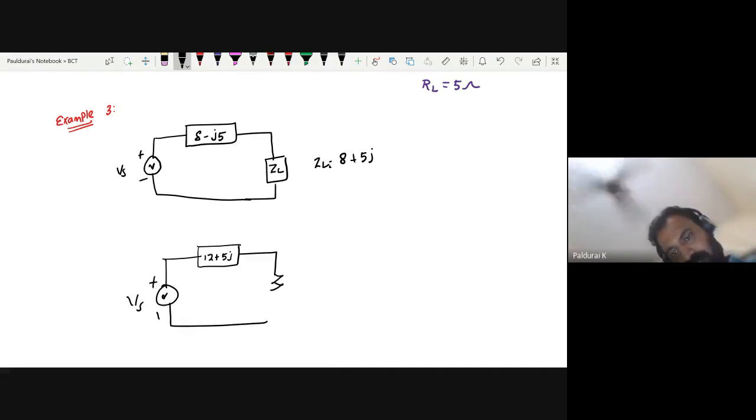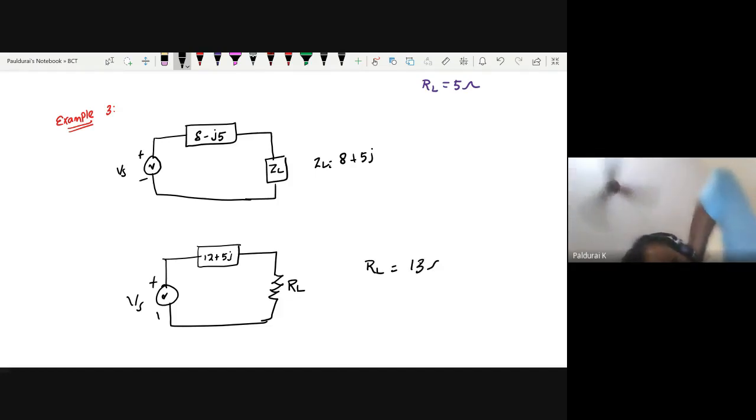Very good. Come on, anyone? Can you help me? This time, what is your RL for maximum power? 13 ohms, sir. Yeah, very good. You got my point, right? Yes, sir. Got the conclusion, right? I hope so. Today's class is understood, right? And we will solve some more problems, and we will find the power. What is the maximum power also?